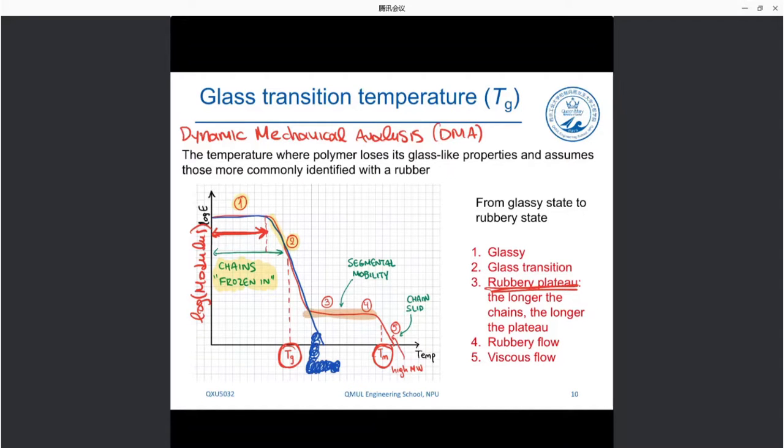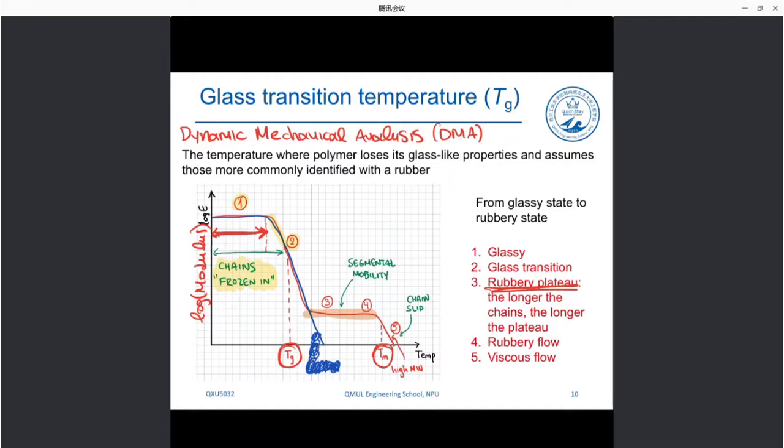So after we pass through the glass transition, the chains start to, as we said, disentangle from each other. But the polymer still has a certain modulus, okay? It's not completely liquid, so the chains slip against each other. So there is some segmental mobility. With enough thermal energy, the chains start to disentangle from each other.